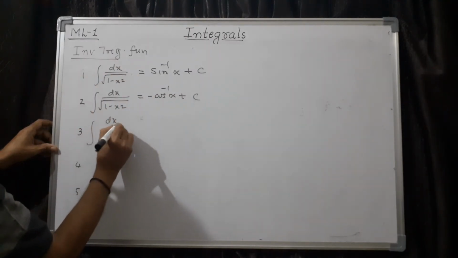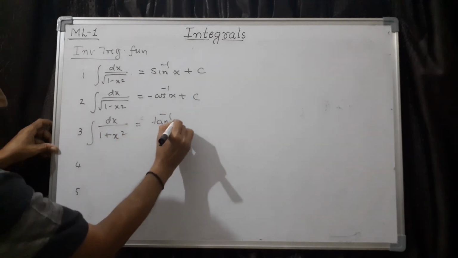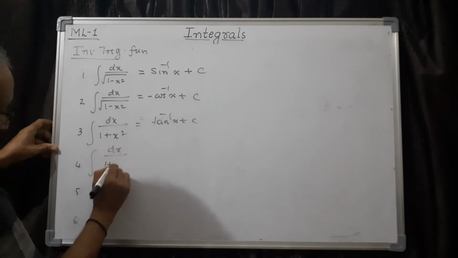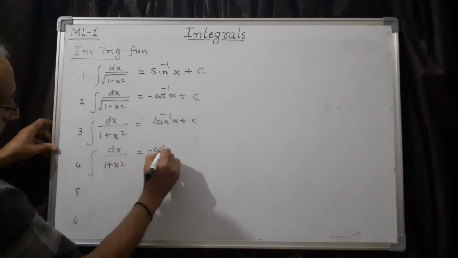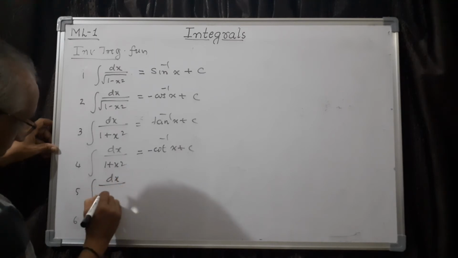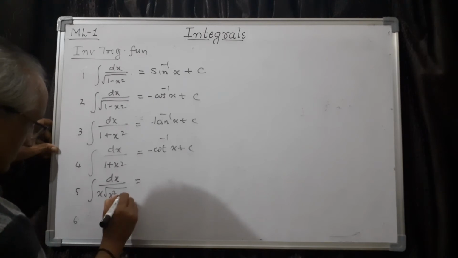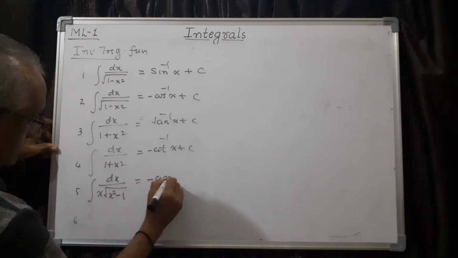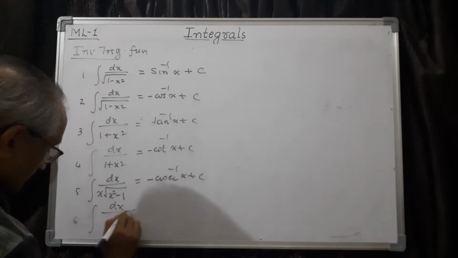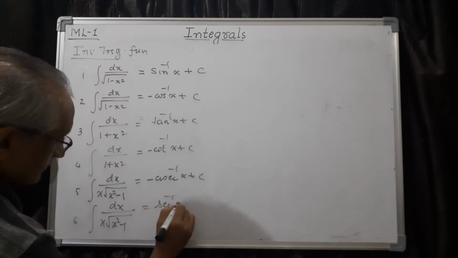And the integral of dx by 1 plus x square is tan inverse x plus c. And dx by 1 plus x square is also equal to minus cot inverse x plus c. And the integral of dx by x into square root of x square minus 1 is either minus cosecant inverse x plus c, or it is secant inverse x plus c.